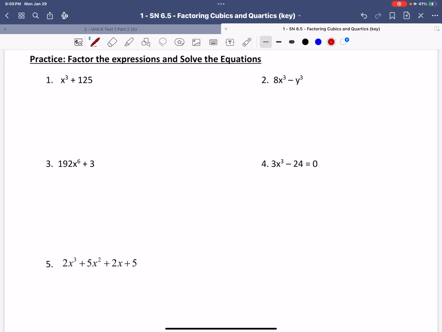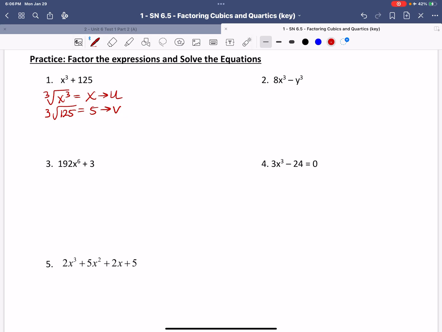Okay, here we go. First off, do I have a sum or difference? I have a sum. Secondly, is x cubed a perfect cube? Yes. Is 125 a perfect cube? Turns out, yes. Okay, so the cube root of x cubed is x. This is our u. And the cube root of 125 is equal to 5, and that is our v.